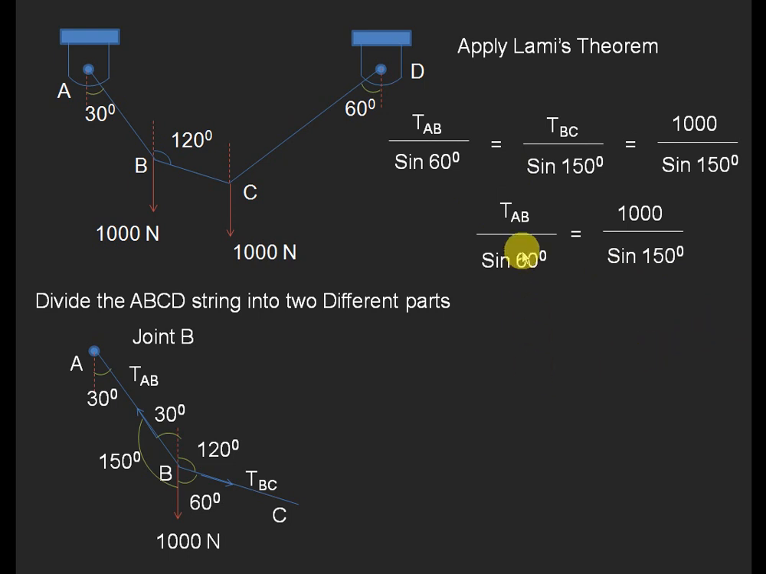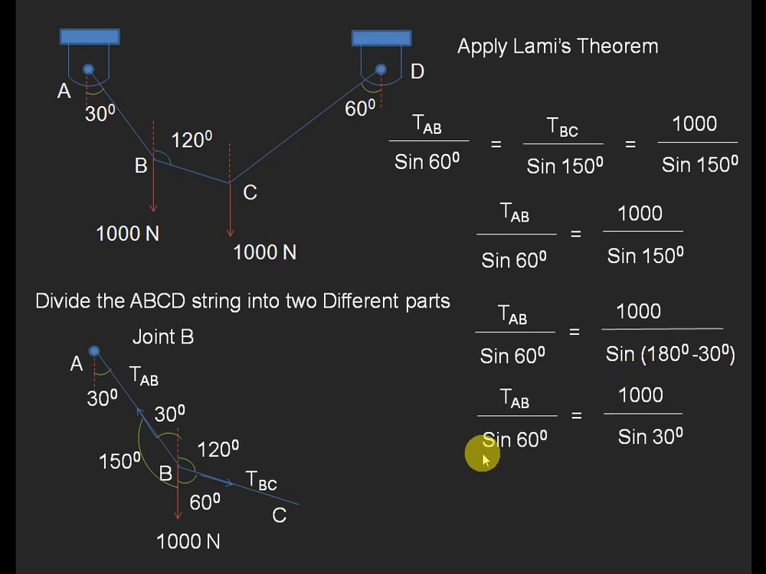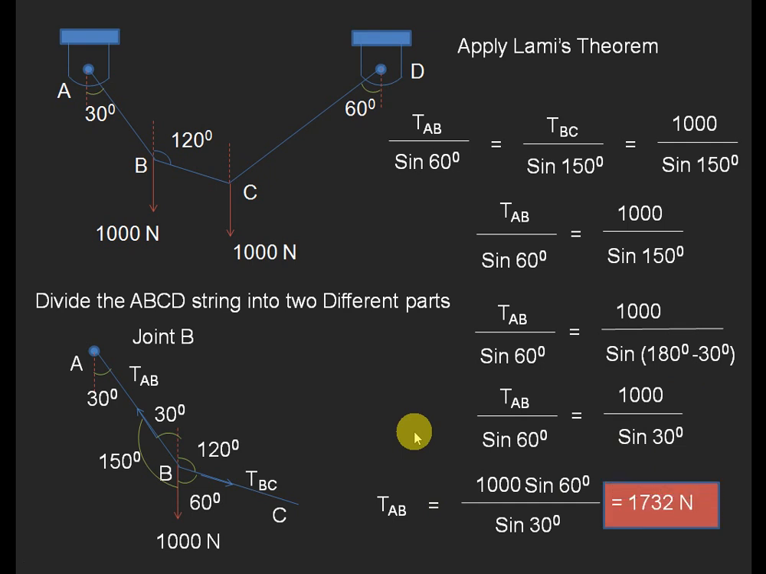Similarly, TAB is equal to, how can we write it? Before that I want to modify the equation. Sine 150 can be written as sine of 180 minus 30 degrees. Sine 180 minus 30 degrees means the same sine 30 degrees we will be getting, because 180 minus theta will give you sine theta only. So according to that we get this modified form. Again TAB is equal to 1000 into sine 60 by sine 30. Simplify this equation using the calculator, and automatically you will get the value, that is the tension in AB as 1732 newtons.